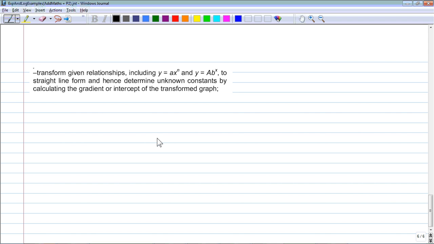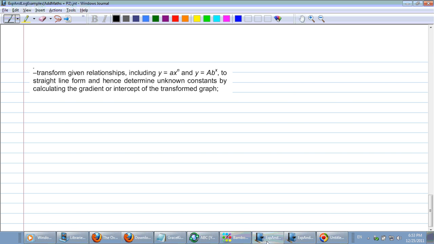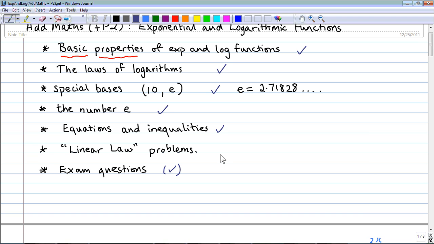Okay, so here's the continuation of the video on exponential and logarithmic functions. Before I go on to the next part, though, I realise I missed something out, namely inequalities. Let's just get this right. Yeah, so inequalities.